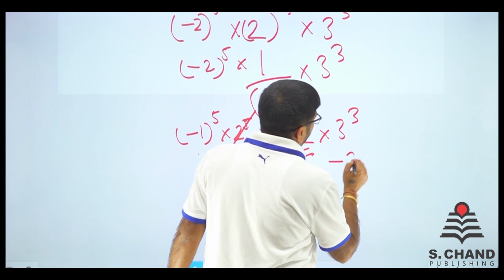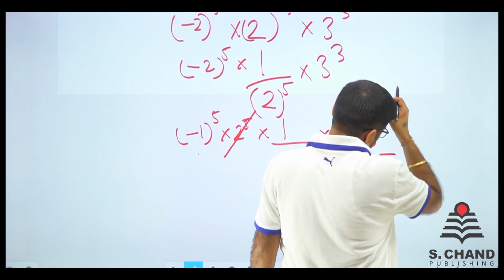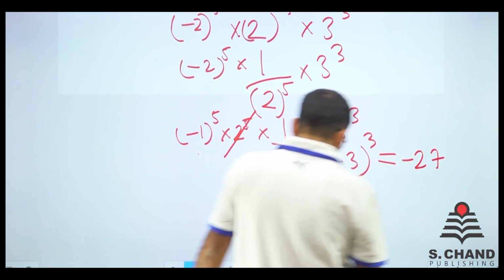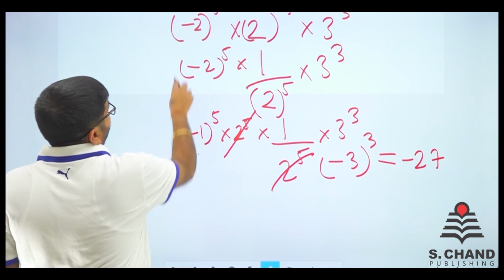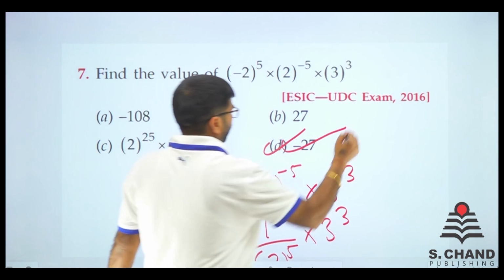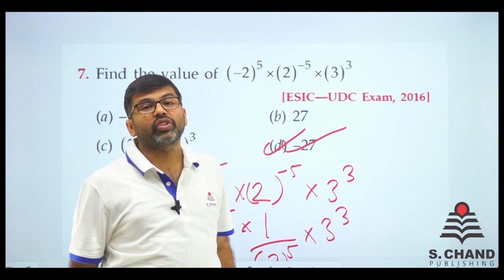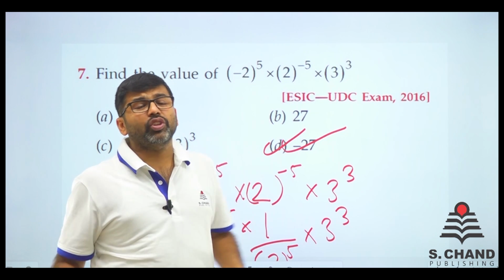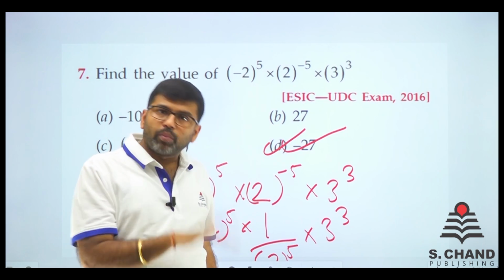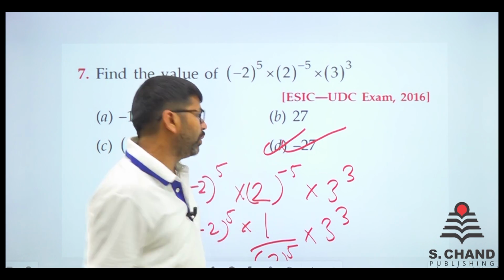So minus 1 into this. So it is like minus 3 ka cube, that is minus 27. Is there any answer? Minus 27? Yes, it is. And that is our answer. ESIC UDC exam 2016 question. In the similar fashion you need to do. But just remember the formulas. All the formulas are given in the starting. You just need to do one by one.